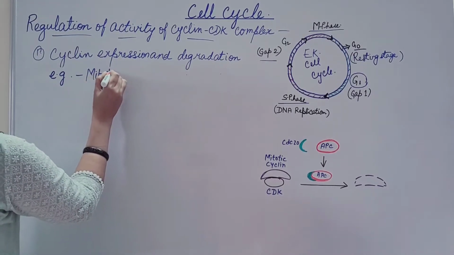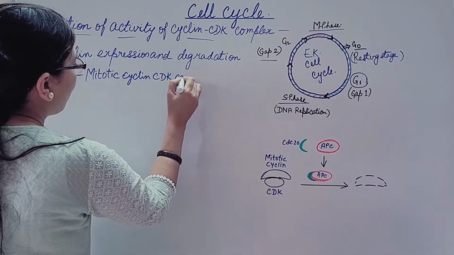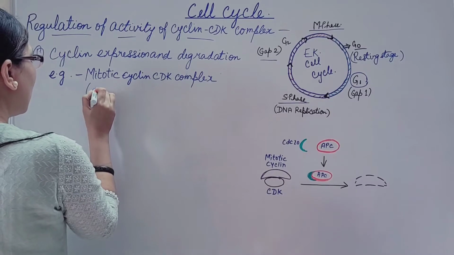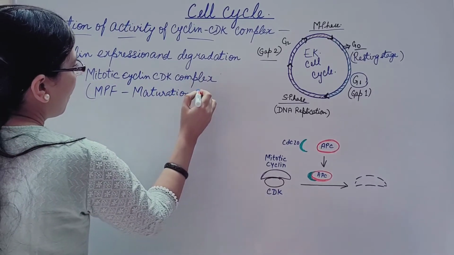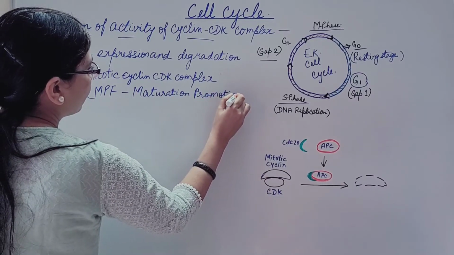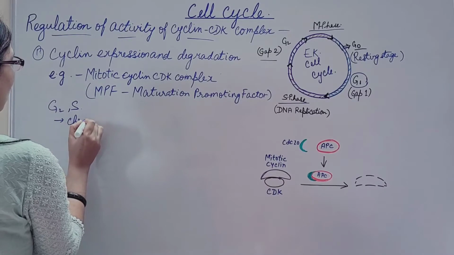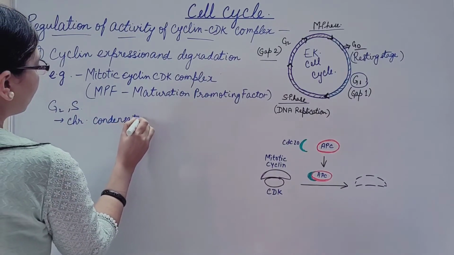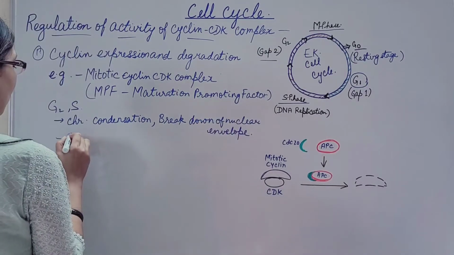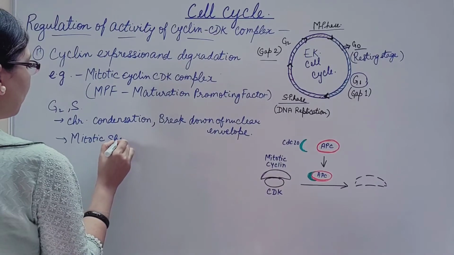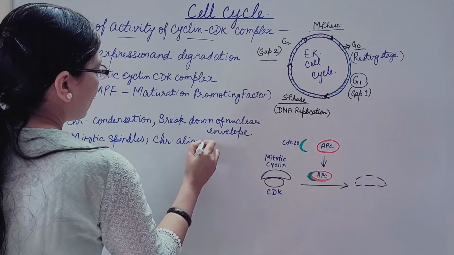Mitotic cyclin CDK complex, also known as MPF, M phase promoting factor or maturation promoting factor. It is synthesized in G2 and S phase. It results in chromosomal condensation, breakdown of nuclear envelope, assembly of mitotic spindles, and then chromosomal alignment along the metaphase plate.